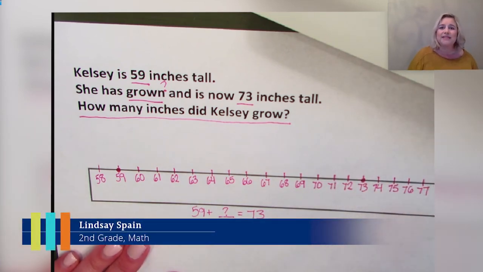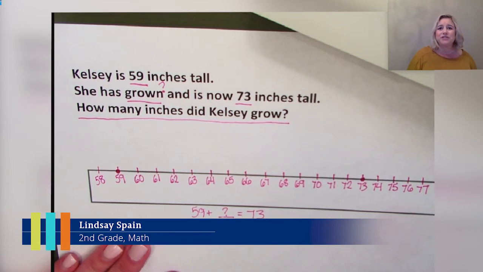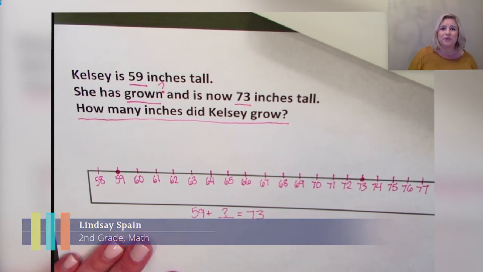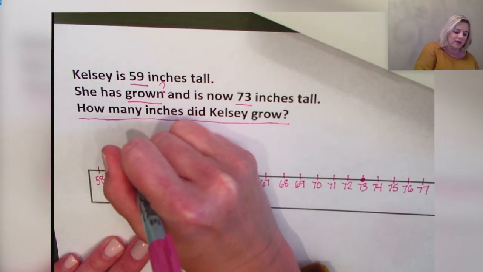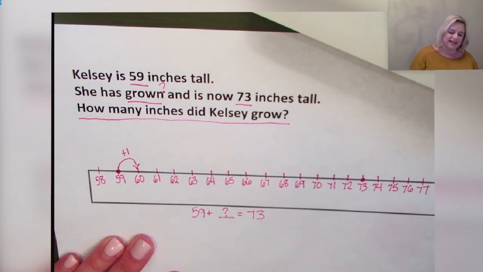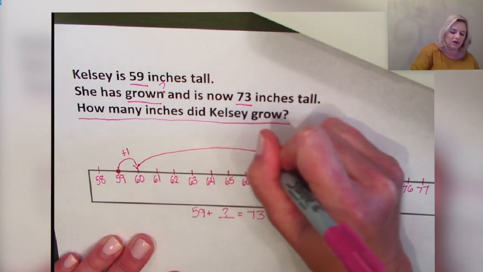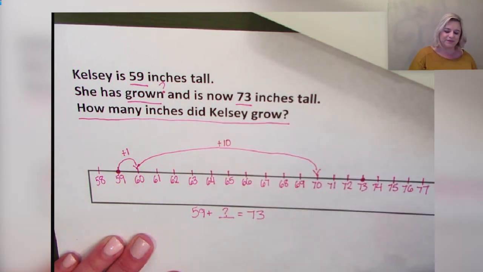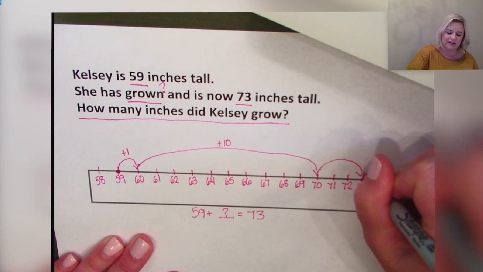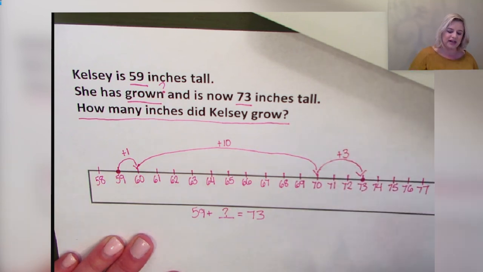Now remember, it's easier if we count by 2s, 5s, or 10s when possible. So I am going to start and just add 1 to go to 60. And then I see that I'm going to 73, so I can jump 10 to 70 all the way over. And I'm going to put plus 10. Now, how many more moves to get to 73? Very good, boys and girls. 3. So I'm going to write plus 3.